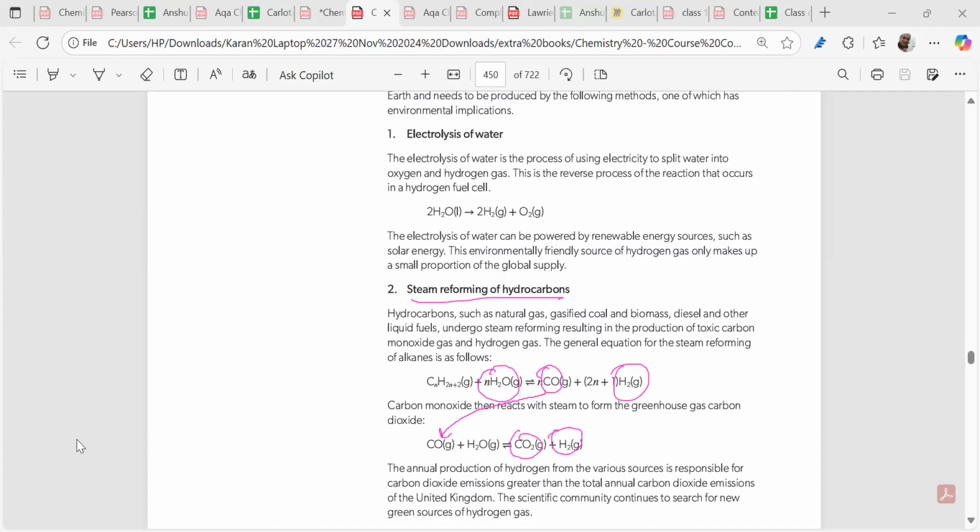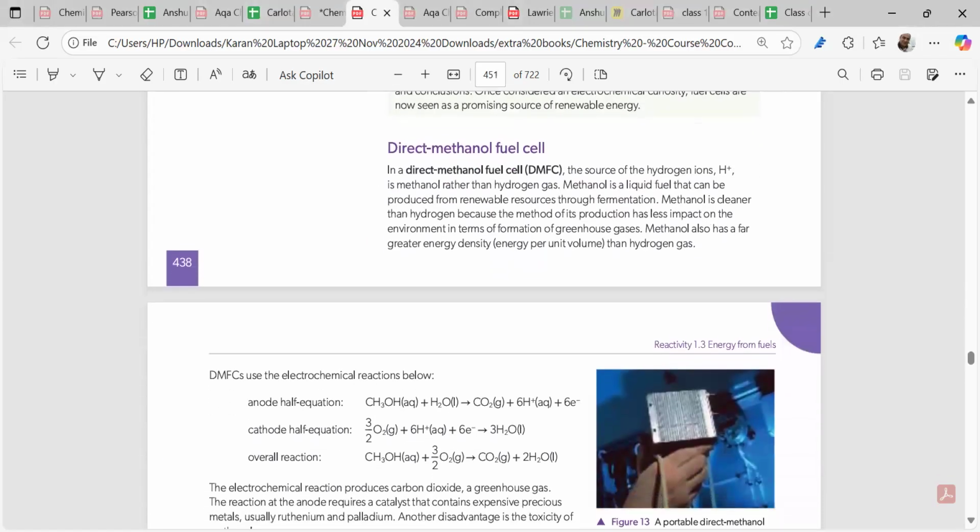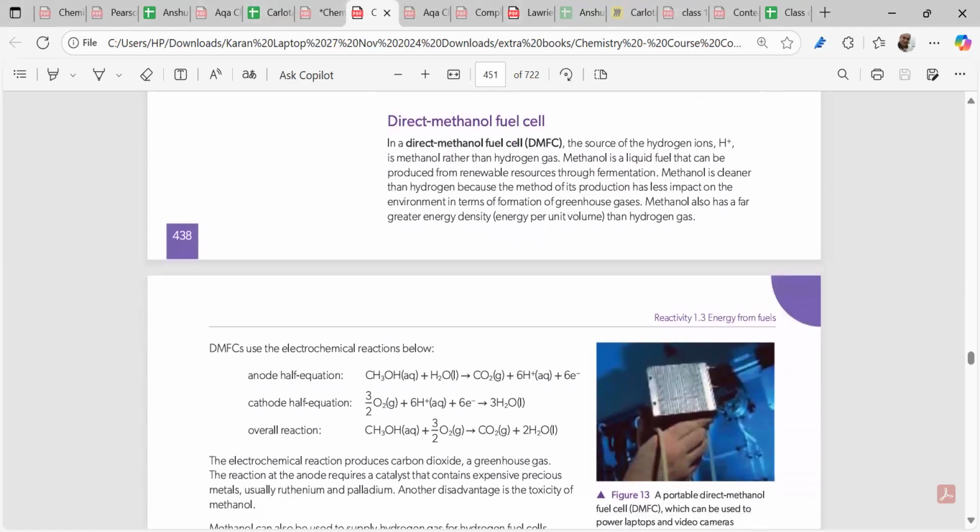Now, moving to the next part, the second kind of fuel cell is the direct methanol fuel cell. Now, what happens in this direct methanol fuel cell? In the direct methanol fuel cell, we are trying to take a source of hydrogen ions, right? From where do we get it? From methanol rather than hydrogen gas.